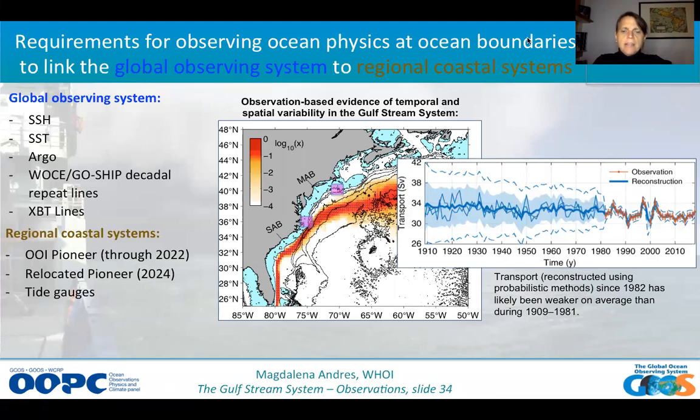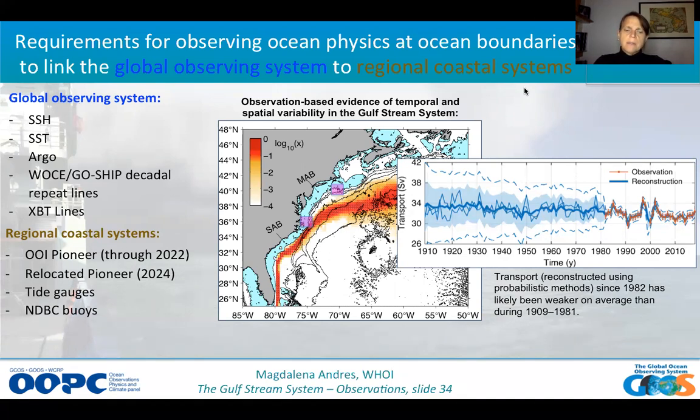Indeed, tide gauges that span the Gulf Stream have been used to reconstruct transport since the early 1900s, and it's found that the transport since 1982 has likely been weaker on average than that during 1909 to 1981. This is estimated by using tide gauges that span the Gulf Stream and the Florida Straits.